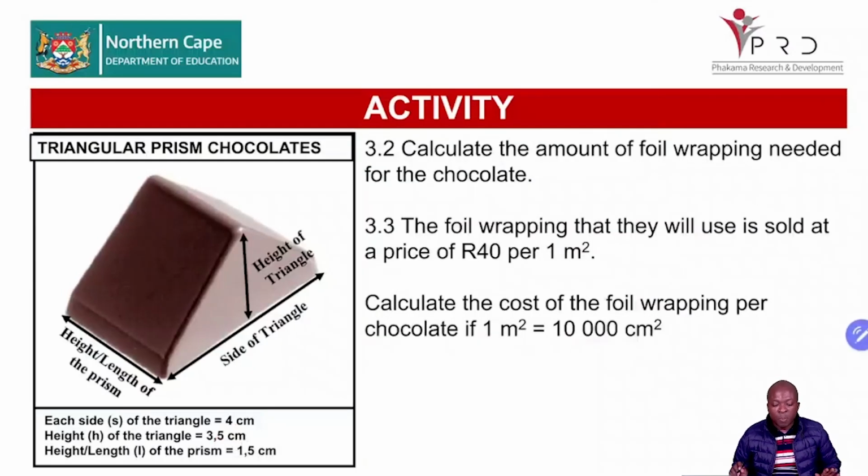Good. 3.2, we are supposed to calculate the amount of foil wrapping needed for the chocolate. 3.3, the foil wrapping that may be used is sold at a price of 40 rand per meter squared. Can you see now? The unit is different. Calculate the cost of the foil wrapping per chocolate if 1 meter squared is equal to 10,000 centimeters squared. So we have 3 questions, 10 minutes. Let's go. We'll come back and show our answers.